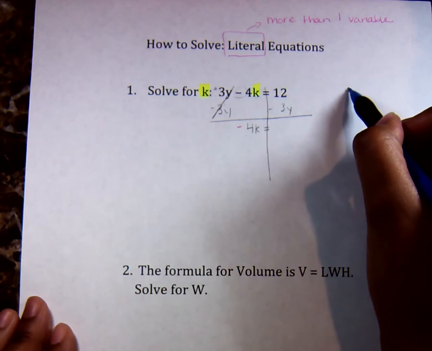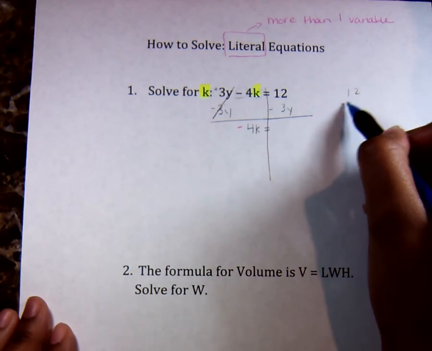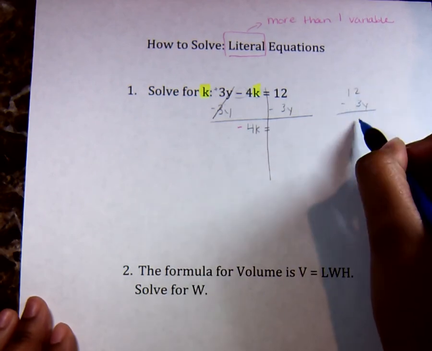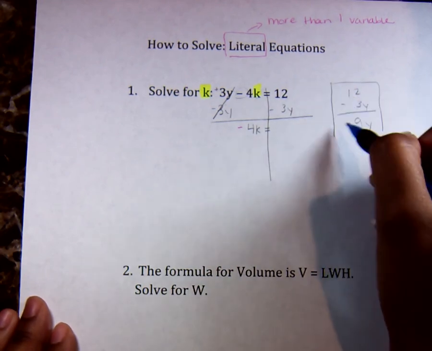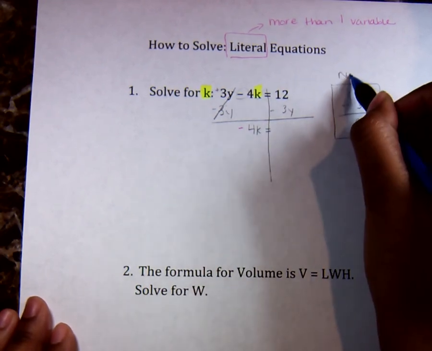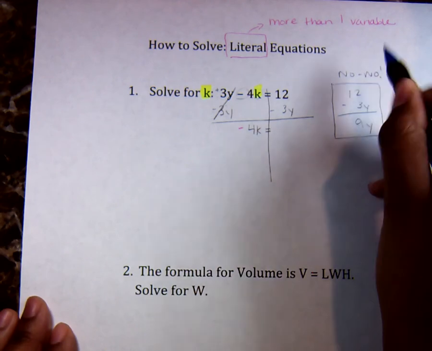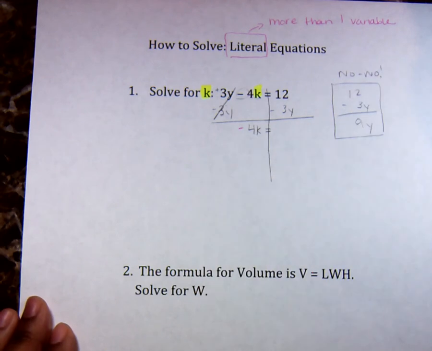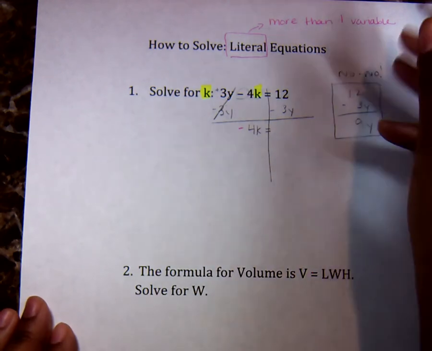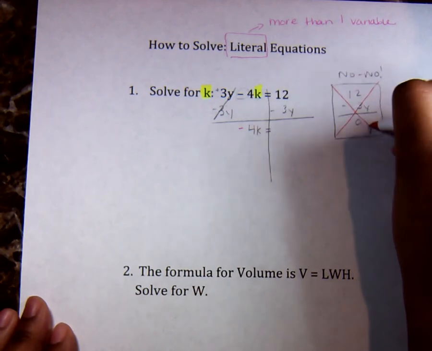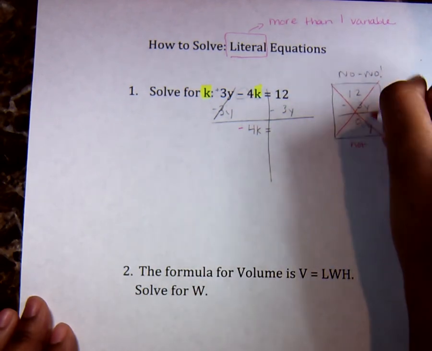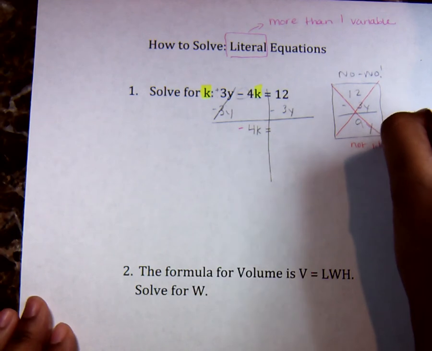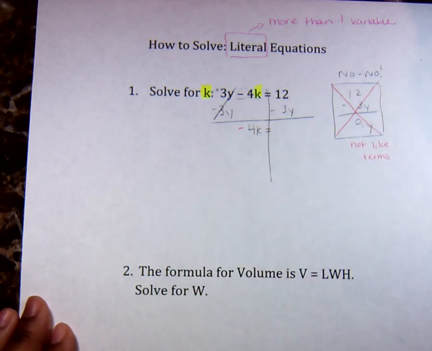A common mistake, and I'm going to put it off to the side, would be to subtract it and you have 9y. This is a no-no. The reason being is because 12 and 3y are not like terms. 12 does not have a y. So therefore you cannot combine them. And so we have our no-no off to the side.